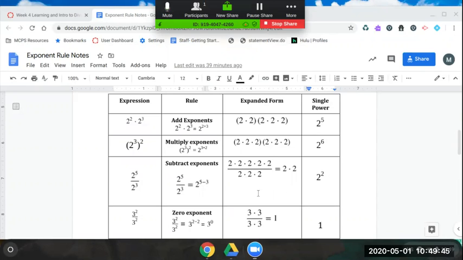If we expand it, we have 5 2's in the numerator, 1, 2, 3, 4, 5. We have 3 2's in the denominator, 1, 2, 3. These cancel out, and we're left with 2 2's, which is the same as 2 to the second.